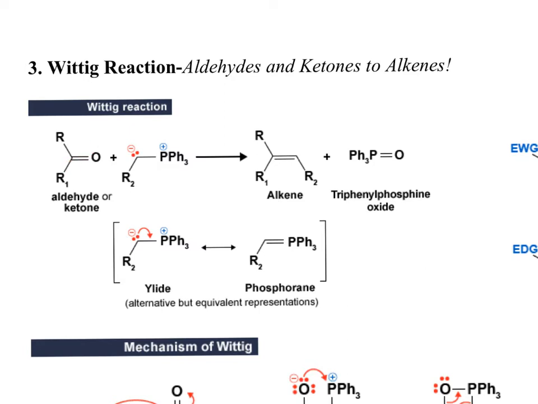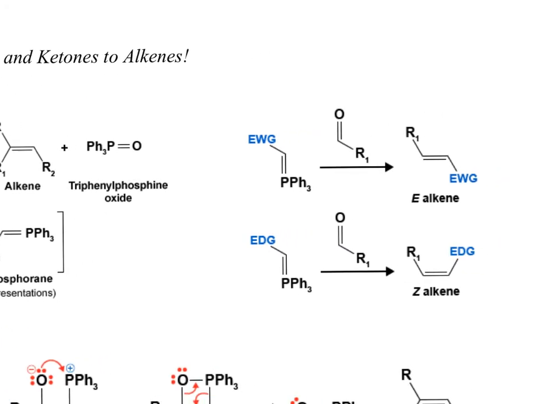So these are like basic conditions again. What's the first step in a basic condition? Addition. Right? Addition. And then you make that kind of fun 4-membered ring. We'll talk a little bit about that.